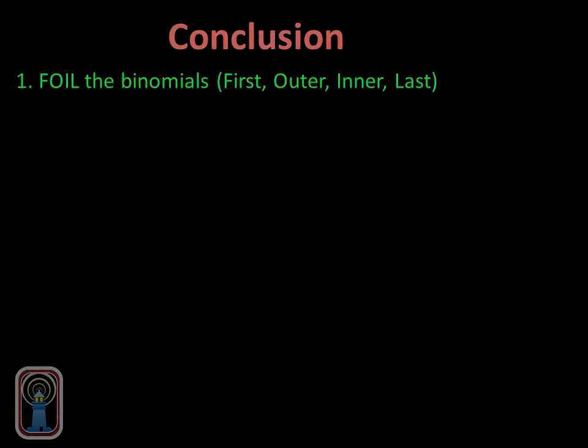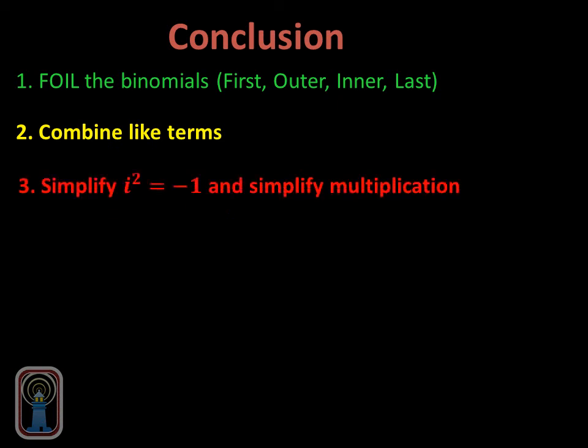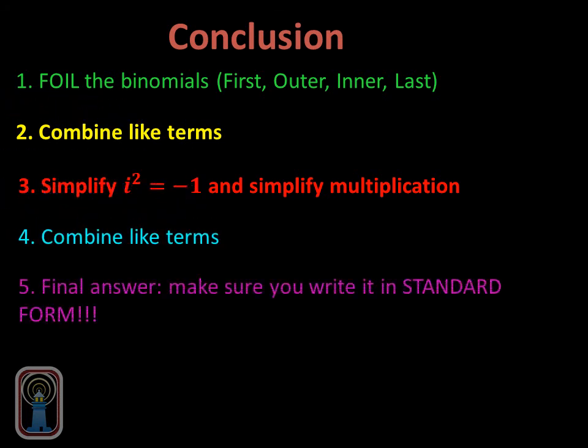Next, we're going to work on the conclusion. Let's review the steps we must use to multiply binomial complex numbers. First, you must FOIL the binomials. First, outer, inner, last. Then you must combine like terms. Remember to simplify i squared, which is negative 1, and simplify the multiplication. Combine your like terms again, and write your final answer in standard form. I hope this helps you to learn how to multiply binomial complex numbers.